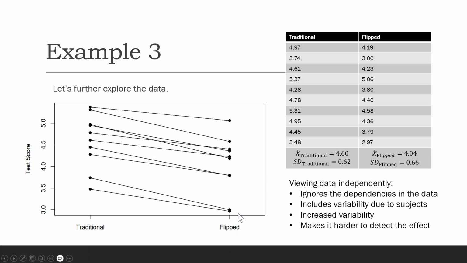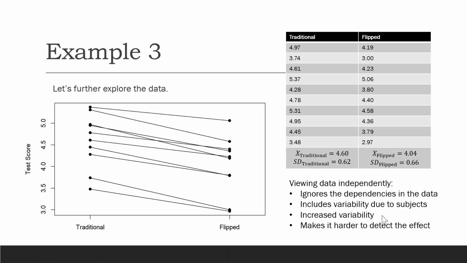And so when we look at the data independently, it's taking these measures of variability in the two groups separately into consideration, and what that's going to do is increase the overall variability, and the more variability that's in our data, the more likely we are to not be able to see the actual effects that we want to actually see, right? So it makes it harder to detect the effect of what we're actually trying to study.